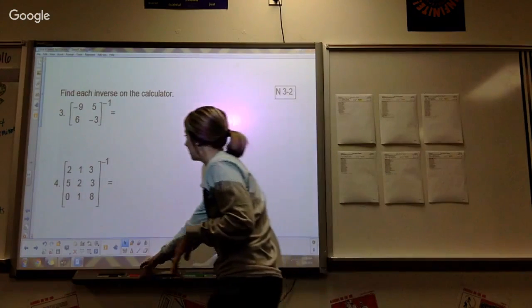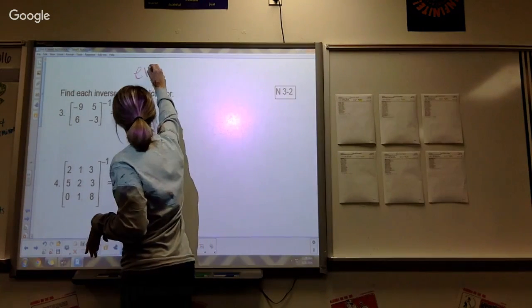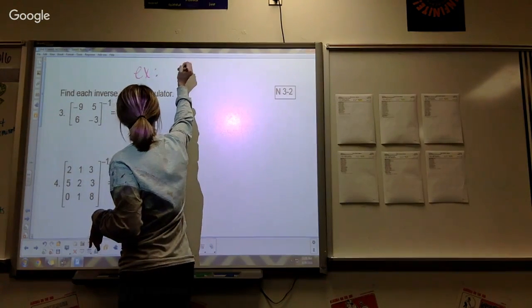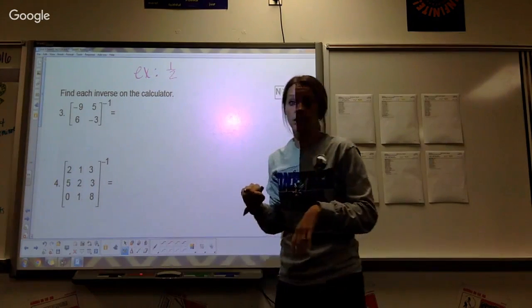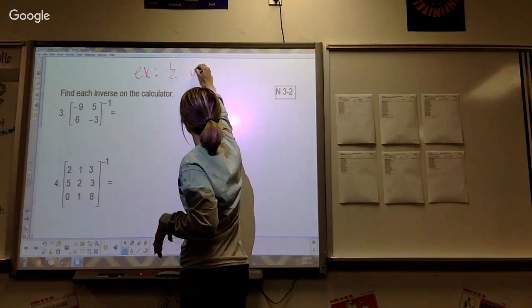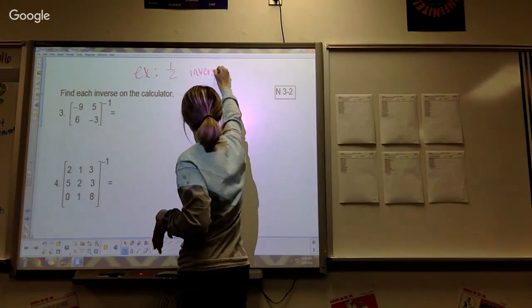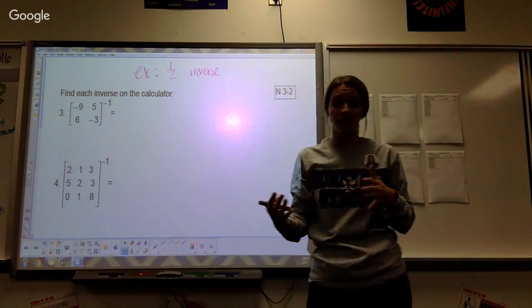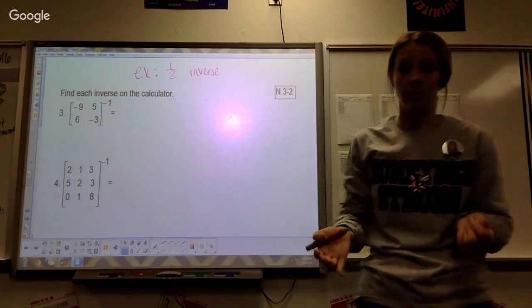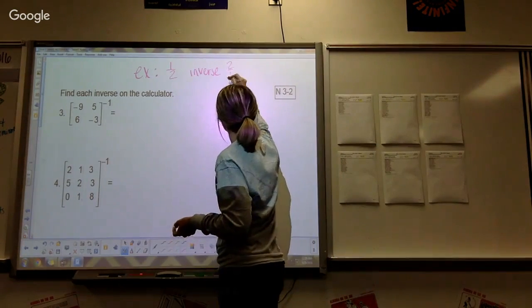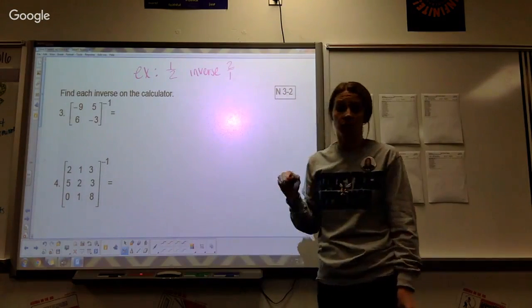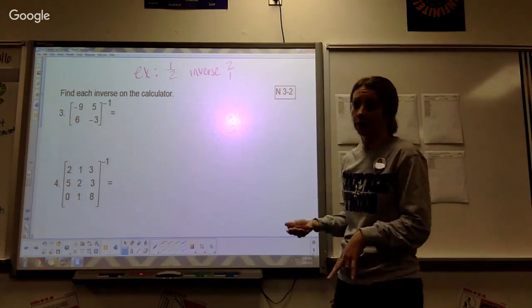So for an example, if I had 1/2, the inverse of that is whatever would cause it to be 1. Okay, so basically you would take the reciprocal, which would be 2 over 1. The reason why we want it to equal 1 is so that way it would cancel out.